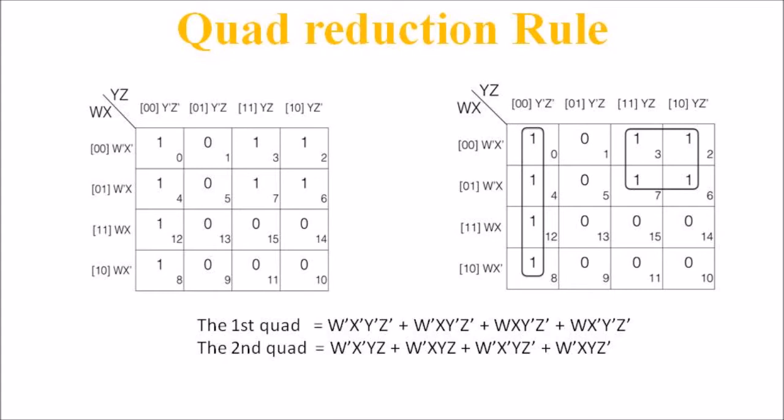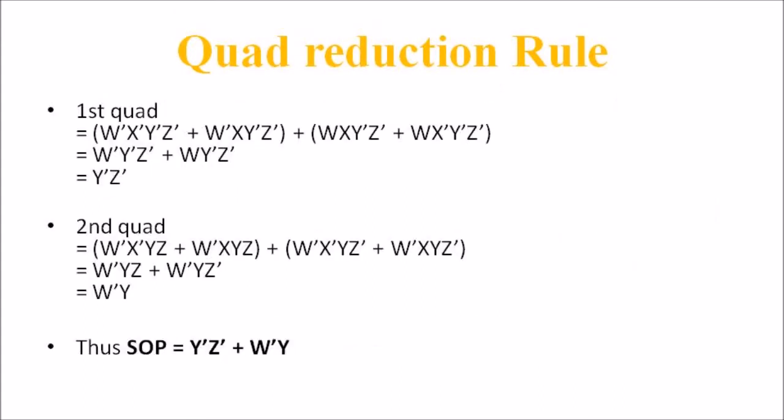So now we should remove the variables that changed in the first and second quad. Looking at the first quad, W' and X' changed to W and X, so we should remove them. And looking at the second quad, X' and Z changed to X and Z', so we should remove them. Therefore, the updated first quad, W' X' Y' Z' plus W' X Y' Z' plus W X Y' Z' plus W X' Y' Z', is changed to Y' Z'.